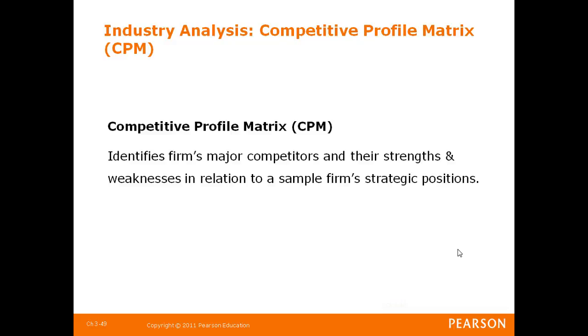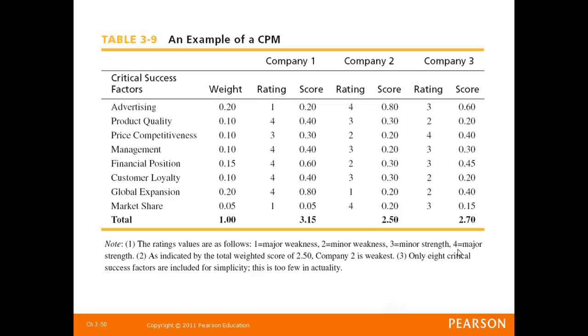Another matrix is the competitive profile matrix, which is specifically focused at competitors. It compares your strengths and weaknesses with those of competitors. This is an example. At the left side of the matrix, you see the critical success factors. What are the most important factors contributing to company performance? In this example: advertising, quality, price competitiveness, management, financial position, customer loyalty, global expansion, and market share. At the right, you have the weight of each one of these factors, how important are they, and they should all add up to a total of 1 or 100%.